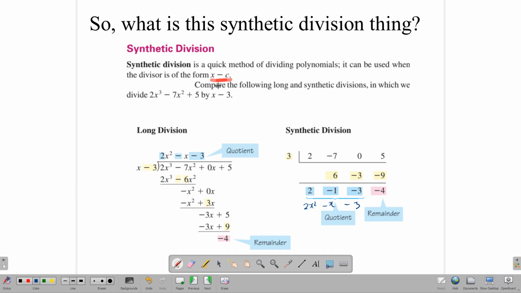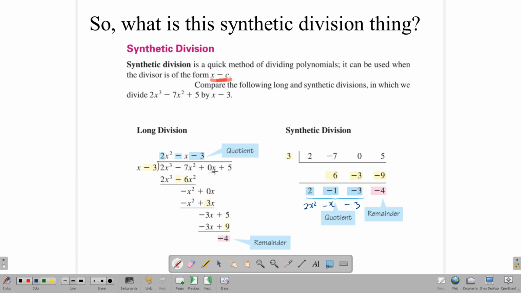Now, what is the difference between synthetic division and long division? Here we have two examples of dividing out the same thing. We have 2x to the third minus 7x squared plus 5, and we are dividing by x minus 3. Let's look at the long division first. So we're dividing by x minus 3. We write out our expression here, 2x to the third. So we write it out here.